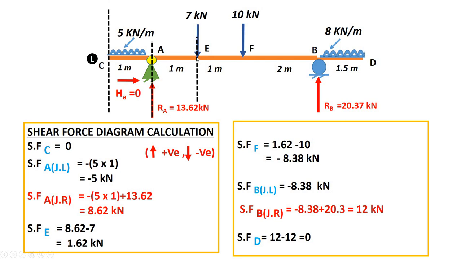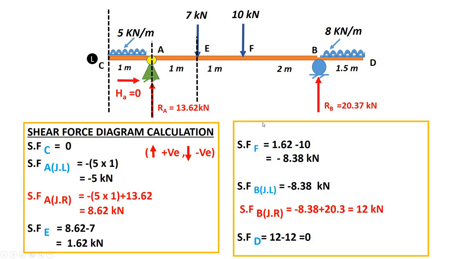Now what about the shear at E? Shear at E, up till A point we have already calculated shear and the value is 8.62. So no need to calculate again, right? So 8.62 minus 7 because downwards, so it is 1.62. Up till E point the value is 1.62, right?